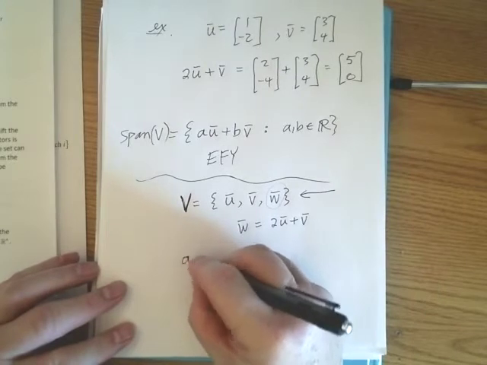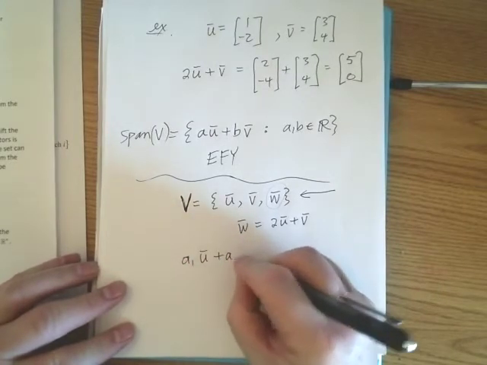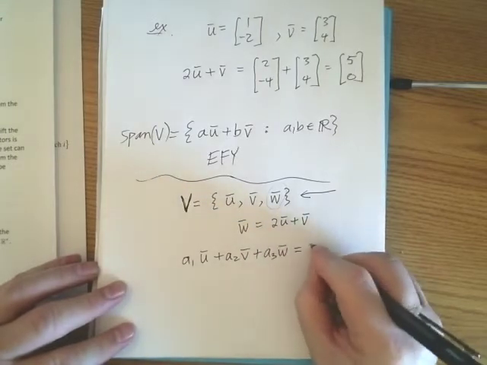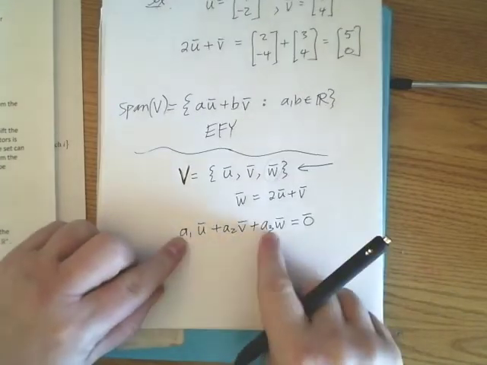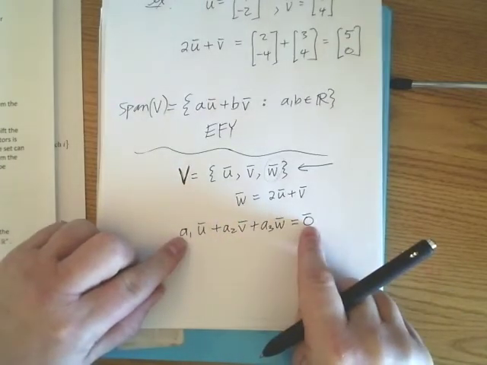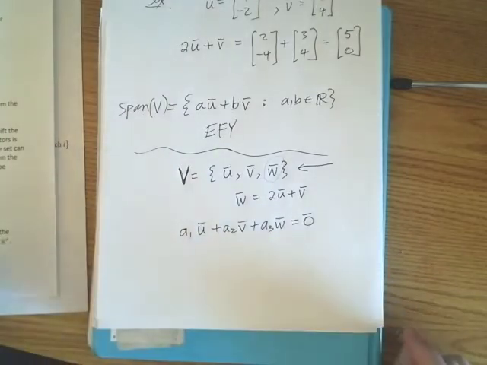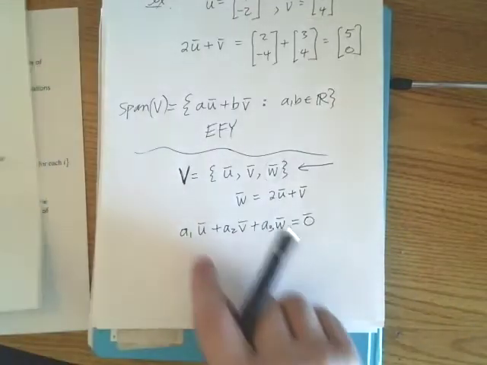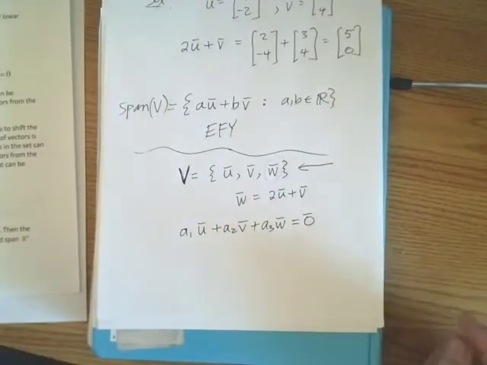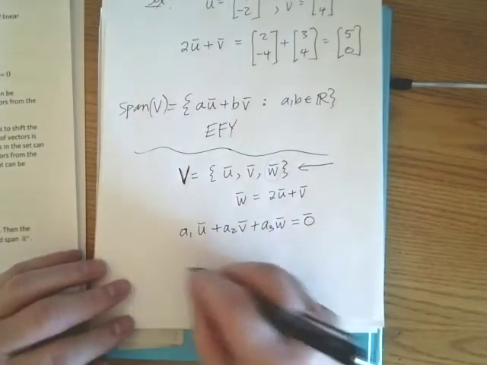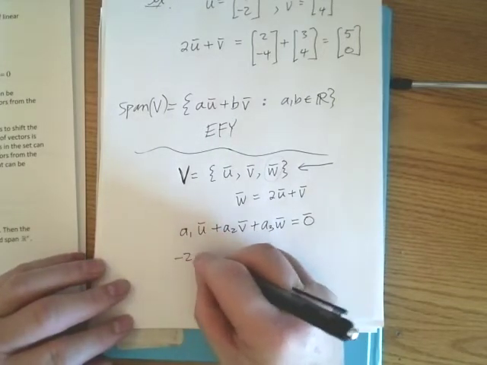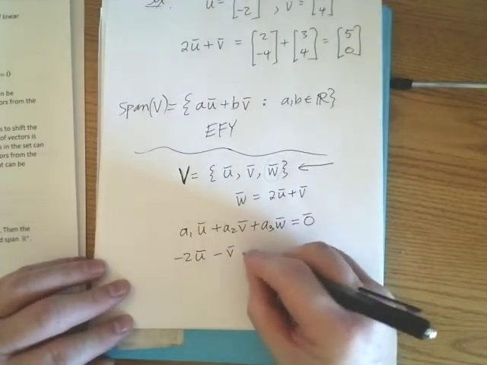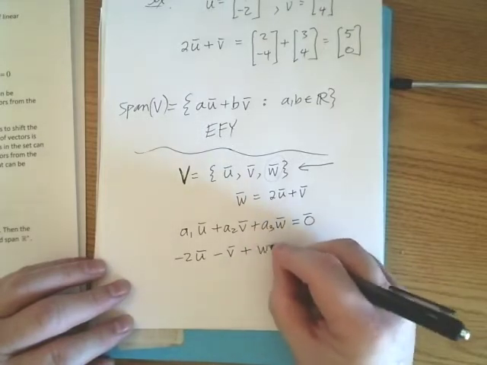Suppose I had this, and I had that being the zero vector. It's true if all the A's are zero, then I get the zero vector. But is that the only way it can happen? For linear independence, the only way that can happen is for all these to be zero. I'm going to show you that's not true. Watch. What if I have negative 2U minus V plus 1W? I'll just write that as W.